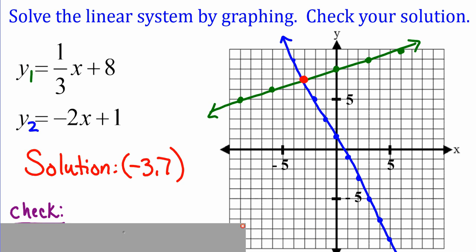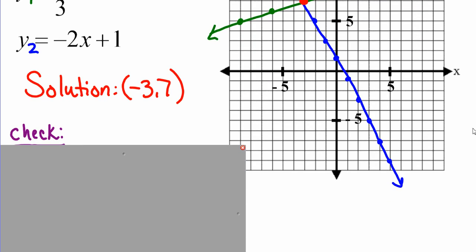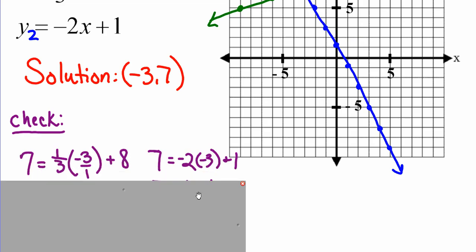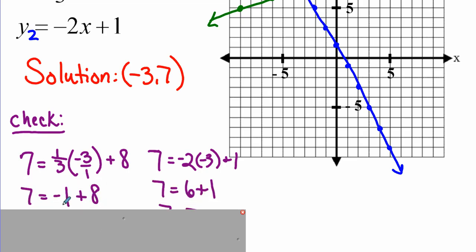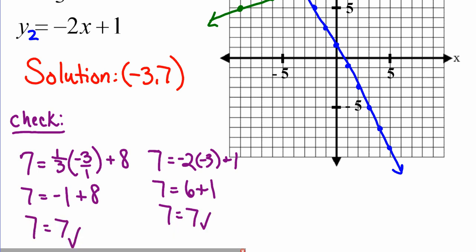If it ends up being false for either of the equations, we'd have to go back and double check where our error occurred with graphing the lines to ensure that we get the correct solution. So let's check this. If we substitute -3 in for x and 7 in for y, and we follow our order of operations, our first equation on the left, we'd end up with -1 plus 8, which we know is 7. The one on the right, we'd have 6 plus 1, which is 7. They're both true, so we verify that we have the correct solution to our system of equations.